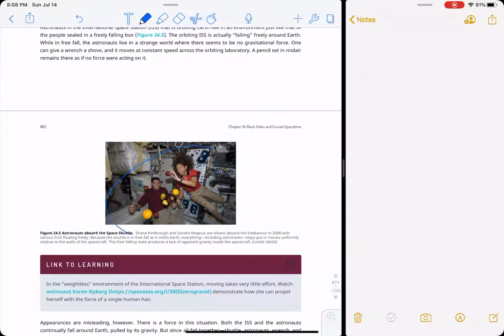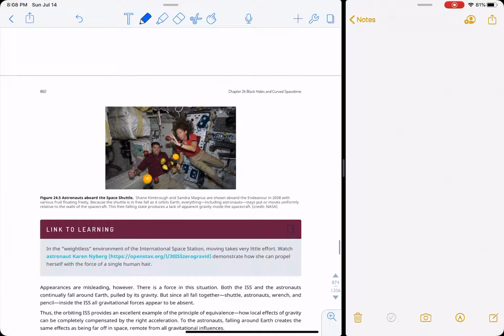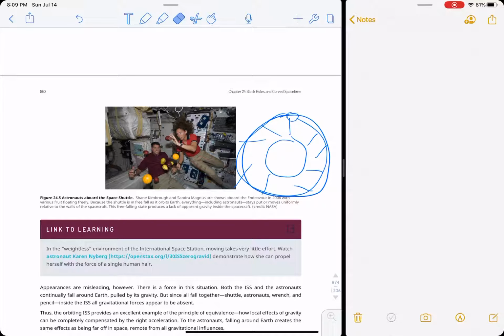So what are these guys doing in free fall on the International Space Station? Yeah, they're in free fall. And the reason they experience zero gravity is because they're actually in free fall around the Earth. So the Earth is here, and the International Space Station, as it goes around the Earth, is constantly being pulled towards the center of the Earth, but it's moving horizontally fast enough to constantly outrun the path of the Earth.